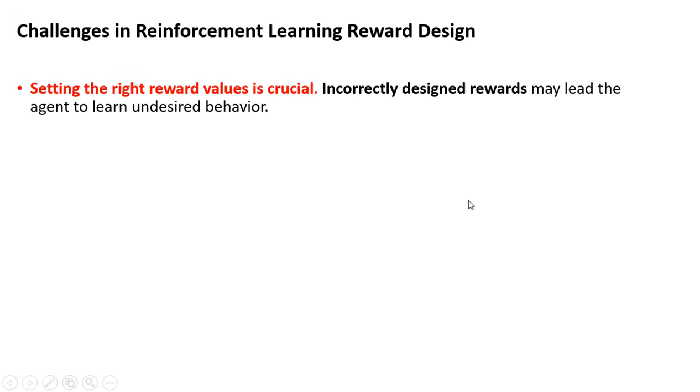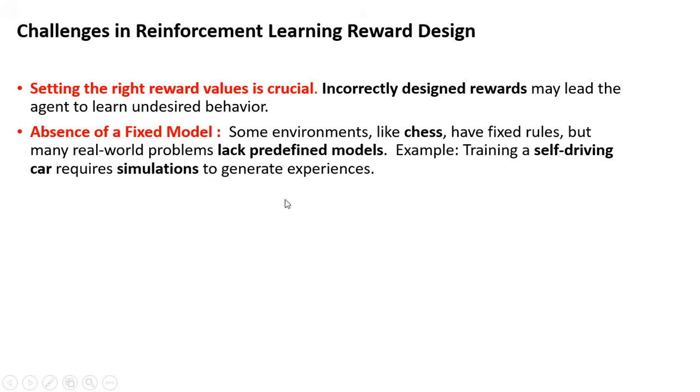Coming to the challenges, setting the right rewards is very important. Incorrectly designed rewards can lead to undesired behavior. Absence of a fixed model: there is nothing like a predefined model in reinforcement learning. For example, a game of chess. We don't have a predefined model. Chess may have some fixed rules, but there are various ways through which you can tackle the chess problem. Also, training a self-driven car requires simulation. So basically chess or self-driven cars are learning from experiences rather than by going through a fixed model.